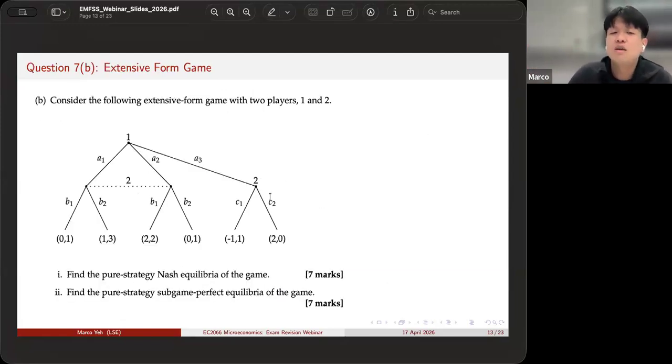Now for 7B, it looks a little bit strange. This is an extensive form game with two players, player 1 and player 2.